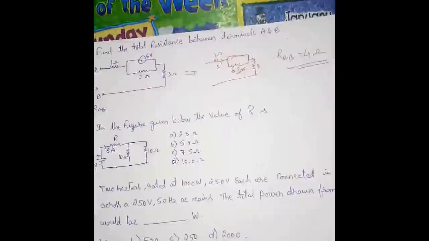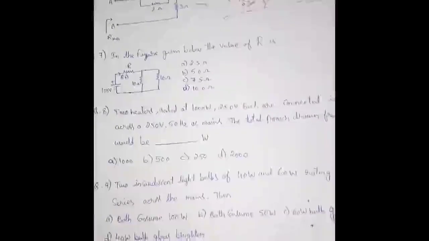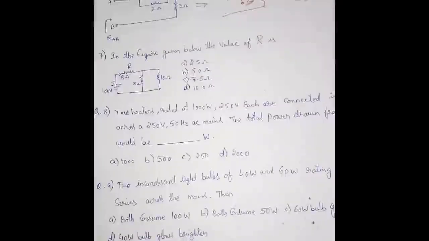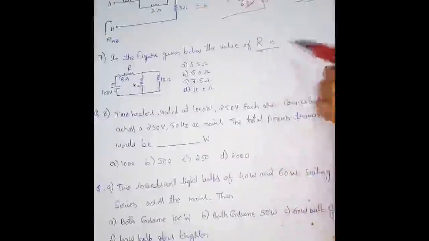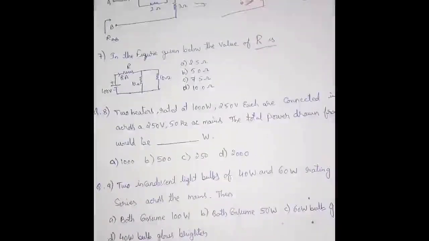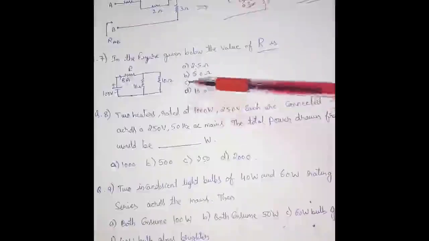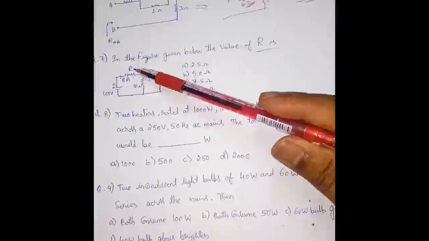That is 4 ohm resistance. Now let's go for question number 7. Okay, here they have given a circuit and asked you to find the value of R. The circuit is something like this. They have given the options also. So R is what you need to find.